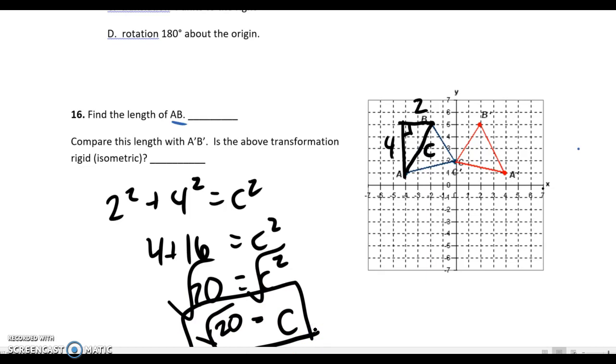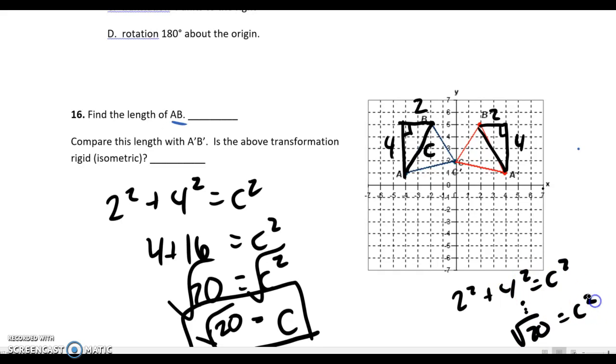Then do the same thing for A prime B prime. Oh, and you'll find out it's the same math. So if you do a squared plus b squared equals c squared, not even going to do it, I'll find out that it's the same measurement. So if they're the same measurement, is this a rigid transformation? The answer is yes, because the measures are the same.